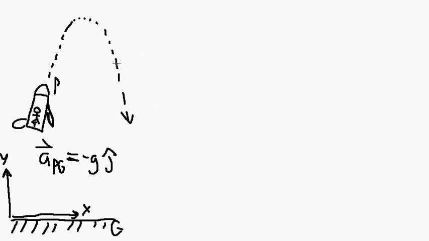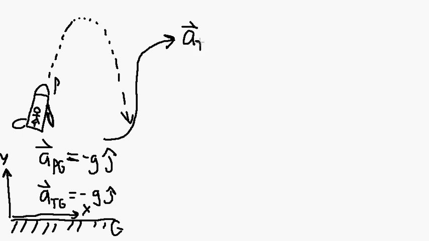Meanwhile, Tom Hanks is in the middle of the cargo bay of this airplane. He's not near the walls. And the acceleration of Tom Hanks with respect to the ground, which I'm going to denote ATG, is negative g times j hat. That's just gravity pulling on him, right? So what then, we ask, is the acceleration of Tom Hanks with respect to the plane equals what?